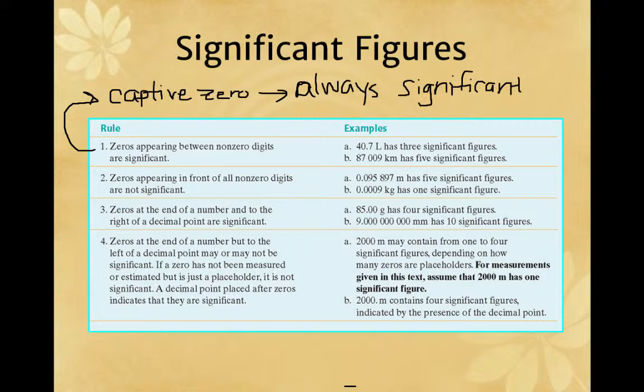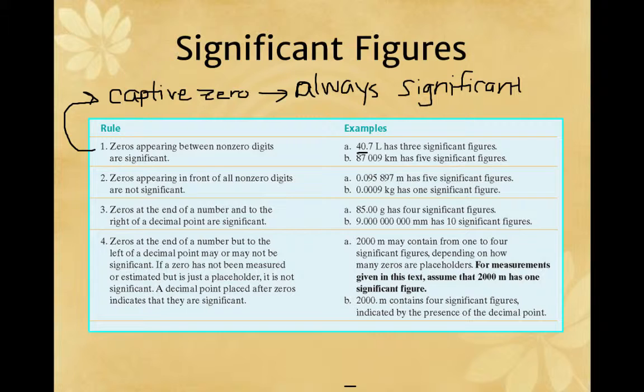So whenever you see captive zeros, they're always counted as significant. Their example here is 40.7. This zero right here is in between the 4 and the 7. All non-zero numbers are significant. It's the zeros that are tricky. So the zero there is a captive zero. It's between, so it is significant. We have 3 significant figures.